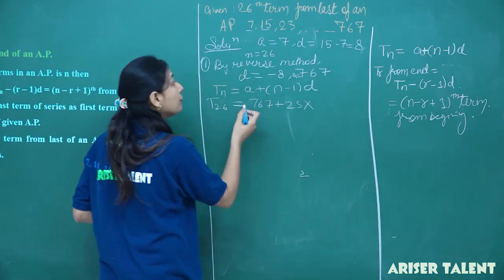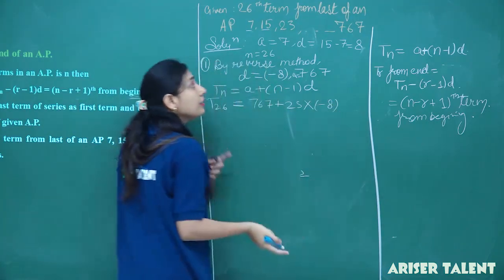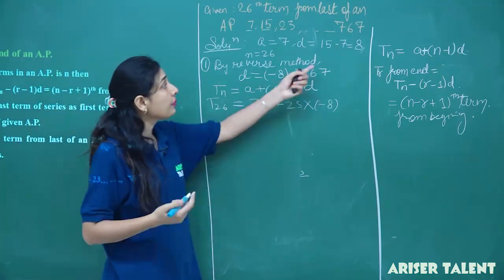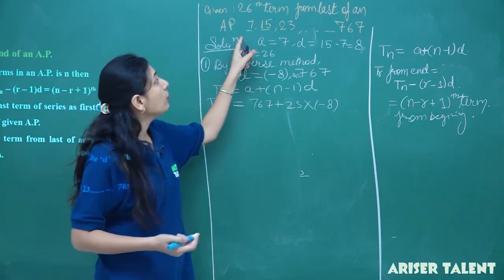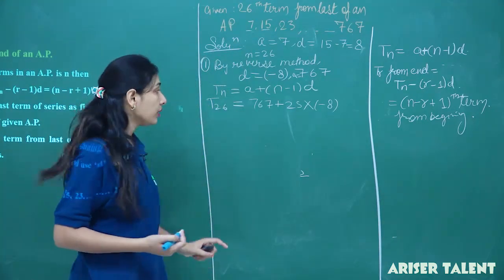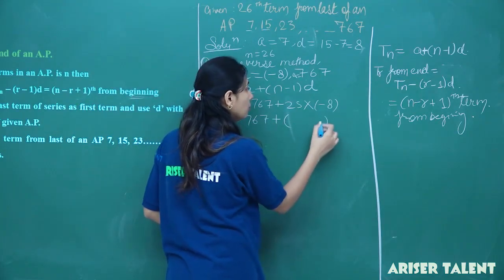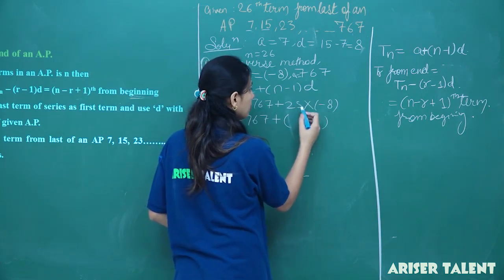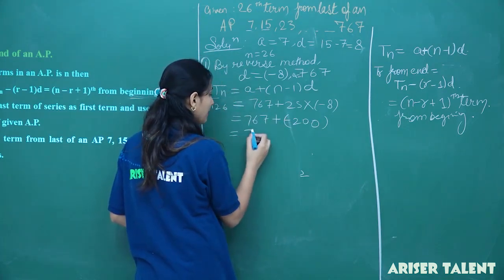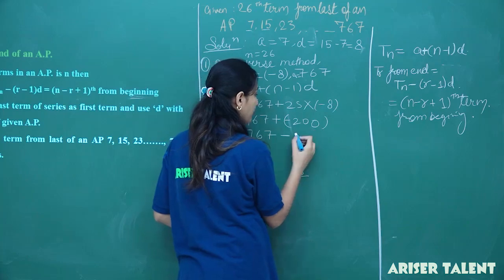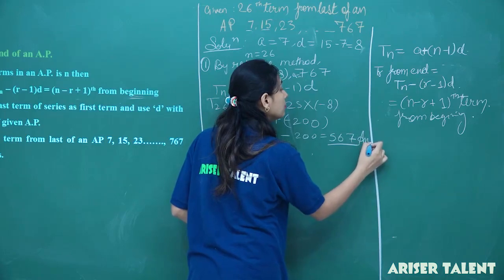And the difference. Now the difference is what? Minus of it, not 8, minus of it, because we are using the reverse method. So we have to reverse the sign of the difference, and we also have to reverse the first term with the last term. Okay. Now 767 minus 200. So it will become 765 minus 200. That will give you 567 as your answer, students.